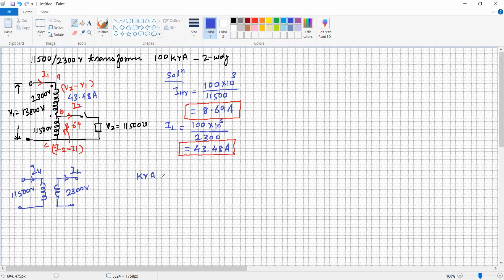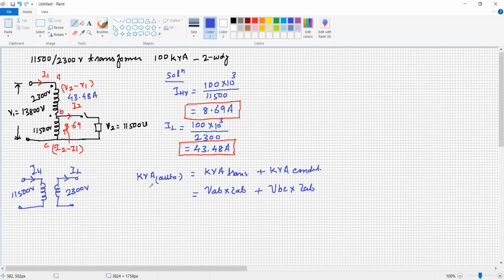kVA of auto transformer is equal to kVA transform plus kVA conducted. What is that? kVA transform is because of the transformer action, it is VAB into IAB, plus V2, that is VBC, multiplied by IAB as it is.